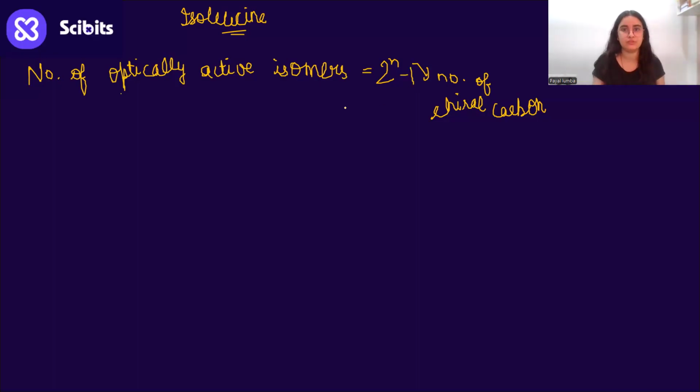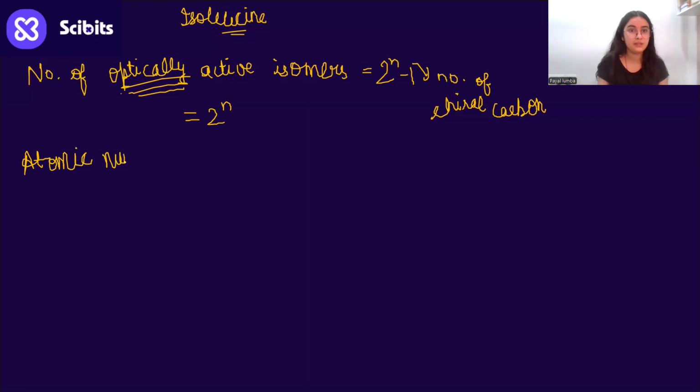Okay. So if they ask about optically active isomers, this is 2^n minus 1. If they simply ask the number of optical isomers, then it will be 2 to the power n. If they ask optically active isomers, then it is 2 to the power n minus 1. If only optical isomers, then 2 to the power n. Okay, and then this is very basic.